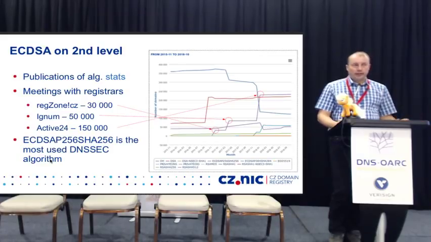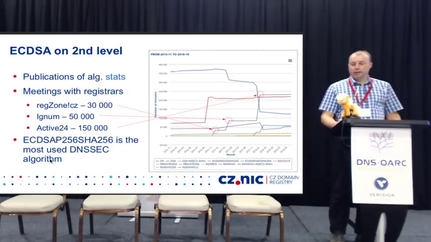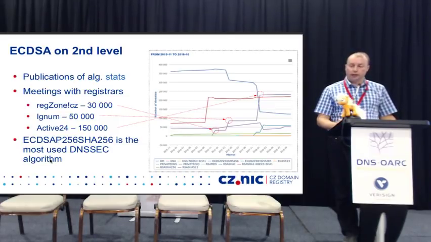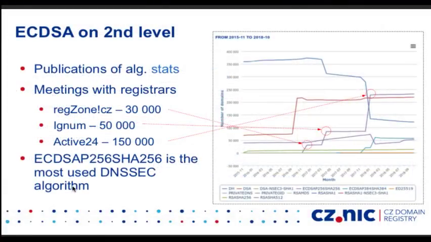So we concentrated for the next year on the second level. We published the stats for algorithms used in our zone. We met several registrars that were interested in ECDSA and convinced a few of them to switch to ECDSA with all of their hosted domains. So during the year, suddenly ECDSA became the most used algorithm for the .cz zone.